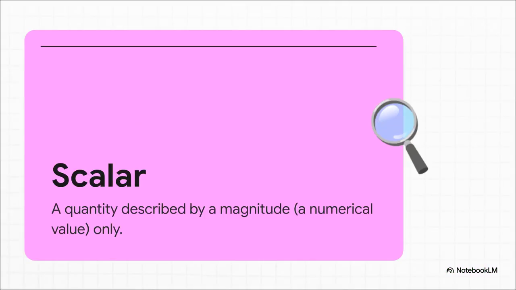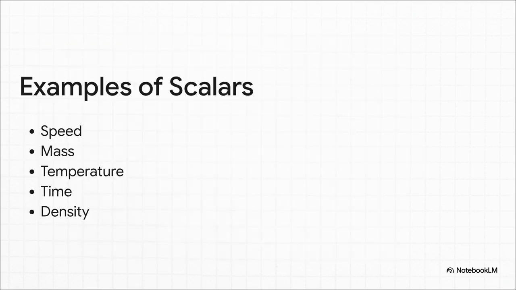Okay, first up, the easy one, the scalar. A scalar is just a number. That's it. It tells you the how much or the how big of something. It's got magnitude, a size, but absolutely no direction attached. The thing is, we use scalars all the time without even thinking about it. You know, when you say a car is going 50 miles per hour, that's a scalar. When you check the weather and it's 20 degrees Celsius, or say an object has a mass of 5 kilograms, you're using scalars. They're just simple, straightforward numbers.